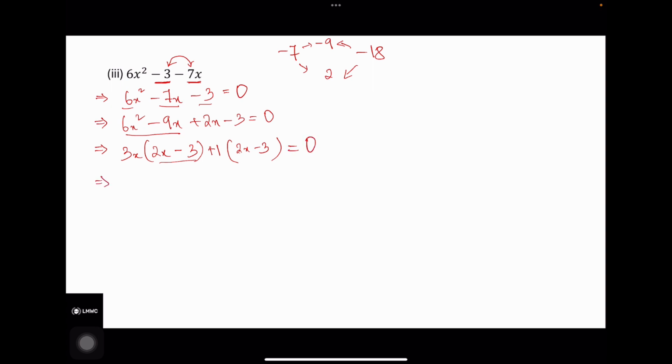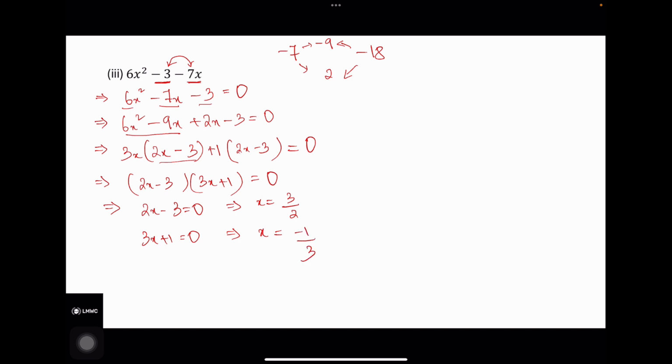So now the one which is inside the bracket, you will write it as 1 time. And the one which is outside the bracket, you will write it within the bracket. So which is equals to 2x minus 3 is equals to 0, which implies x is equals to positive 3 by 2, and the 3x plus 1 equals to 0. This is also equals to x equals to negative 1 by 3.